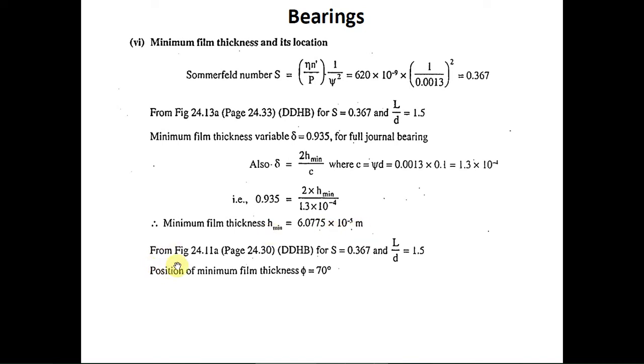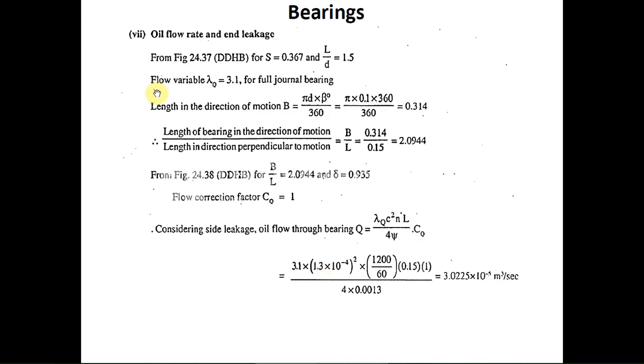From figure 24.11a, page 24.30 of the data handbook, for S equal to 0.367 and L by D of 1.5, the position of minimum film thickness is 70 degrees. Then comes the oil flow rate and the end leakage. In bearings you always have to refer to figures, tables and graphs. From figure 24.37 of the data book, for S equal to 0.367 and L by D of 1.5, the flow variable lambda Q is 3.1 for a full journal bearing.